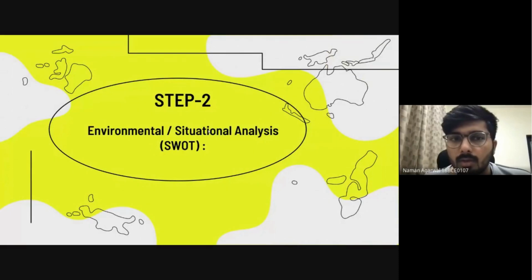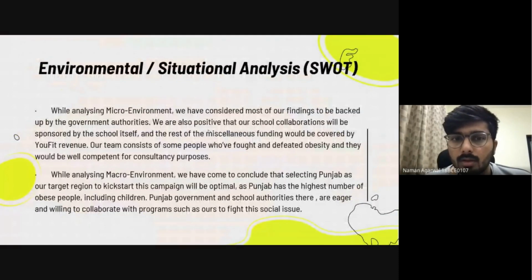Now coming to step two, that is environmental and situation analysis. We conducted a research with stratified analysis on subgroups such as gender, age, race, ethnicity, or socioeconomic status. This helped us to learn how different groups may respond differently to the same intervention and help tailor future interventions to maximize the benefits.